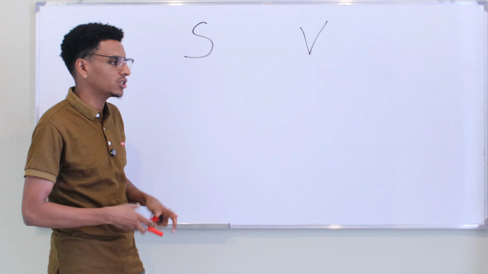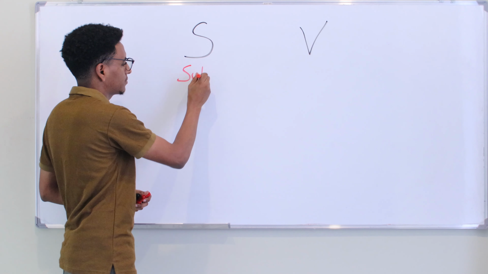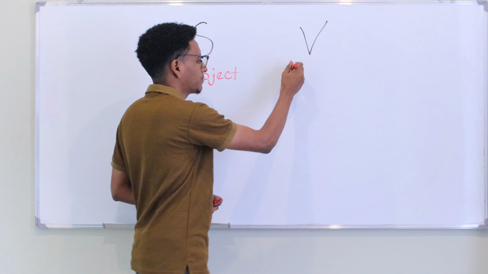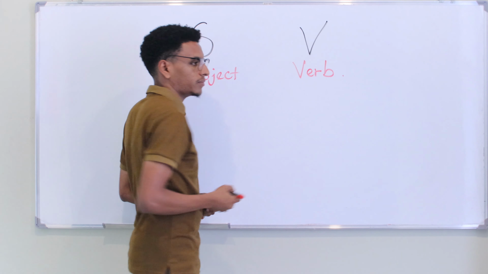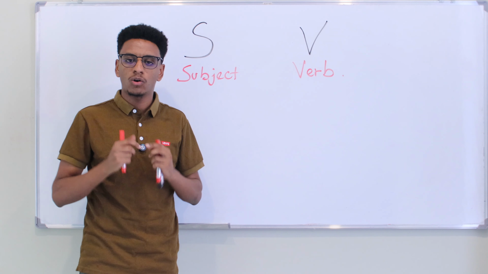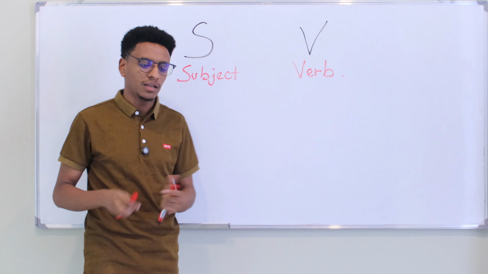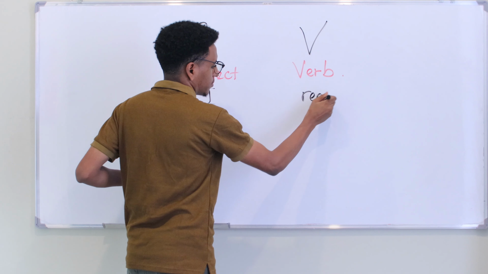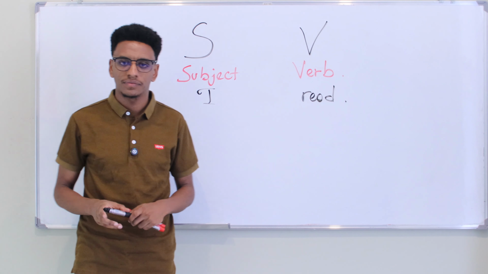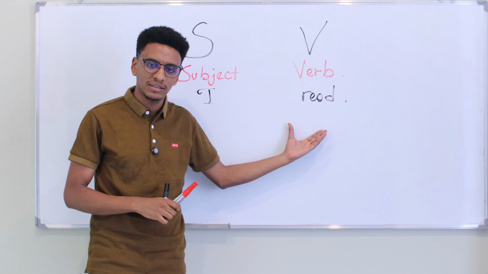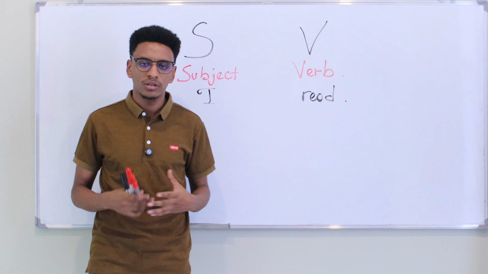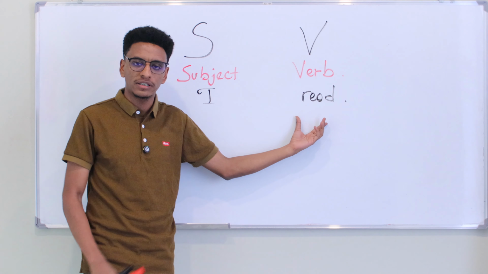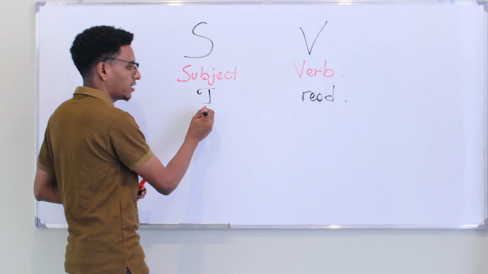S represents the subject of a sentence. And V represents the verb of the sentence. Using these two words, I can make a whole complete sense or a complete sentence. Let me try this one. I read. This is a full sentence. Okay? This is a complete sentence. It makes a complete sense, and anyone who hears me saying this would understand what I'm trying to say. I read. This is a complete sentence. The subject is I, the verb is read.